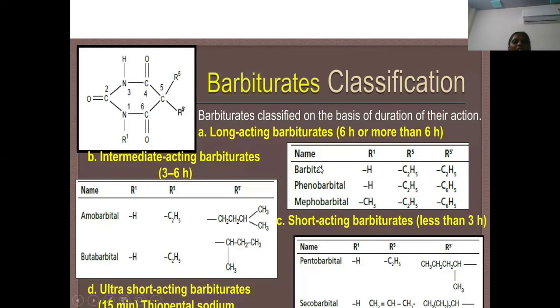Under that, we'll discuss barbital, phenobarbital, and methylbarbital. These all come under the long-acting barbiturates. Under intermediate-acting barbiturates, examples are amobarbital and butabarbital. Among short-acting barbiturates, examples are pentobarbital and secobarbital. Finally, ultra-short-acting barbiturates, one example is thiopental sodium. So this is about the classification of barbiturates.